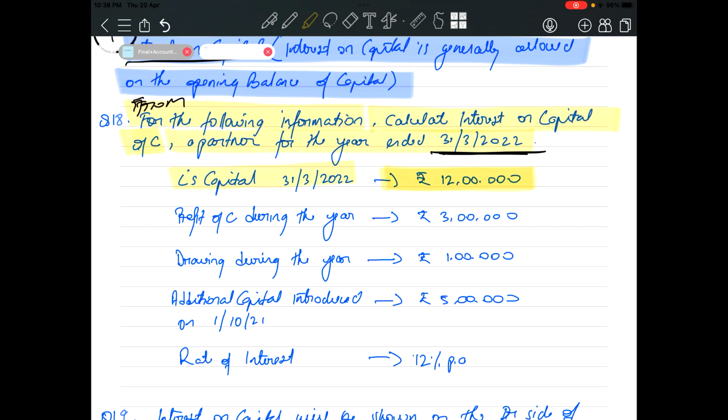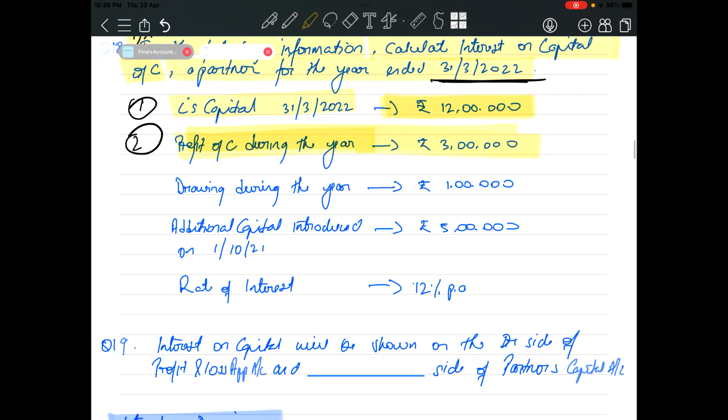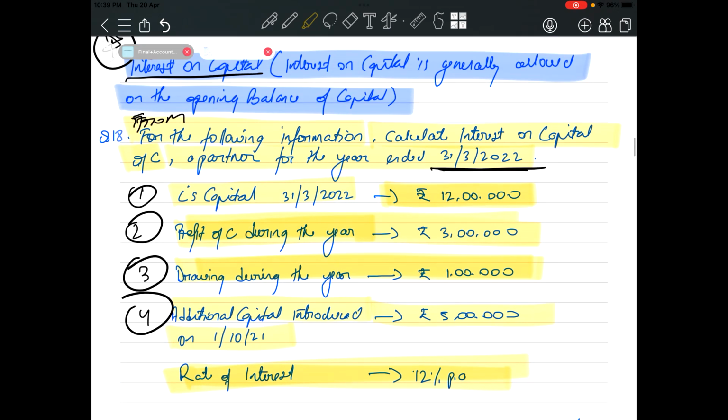Next, point number 2: profit of C during the year is 3 lakh. C got his profit share of 3 lakh rupees. Third point, drawings during the year: he has withdrawn 1 lakh rupees during the year. Fourth point, additional capital introduced on 1st October 2021 is 5 lakhs. Now what is the rate of interest? 12% is given. What is the requirement of the question? We have to calculate interest on capital.